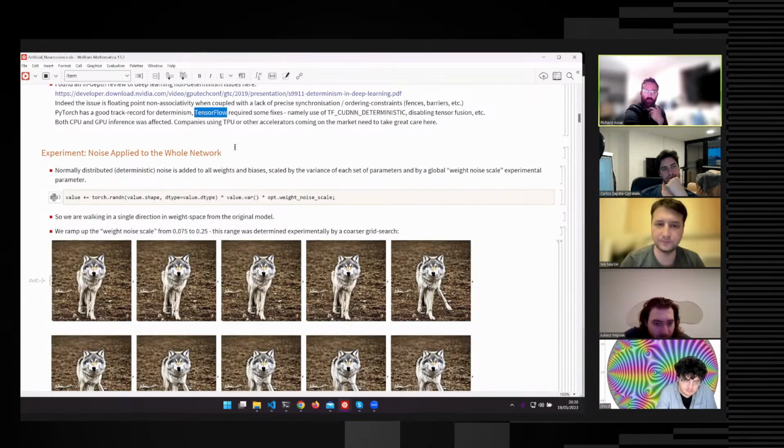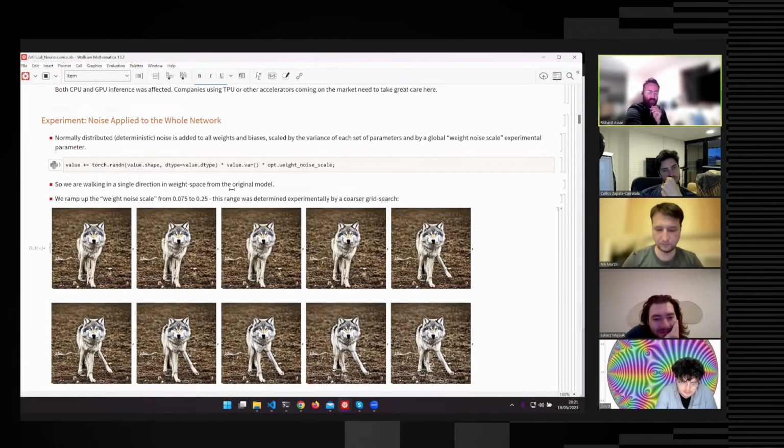TensorFlow had some problems with determinism. So let's take a journey in weight space. The seed that we're using influences the stable diffusion generation process, so we always get the same image, but it also affects the noise that I'm adding to the network. So it's like I always get the same noise vector. We're moving in a sort of linear span, a subspace in weight space. And it does some interesting things.